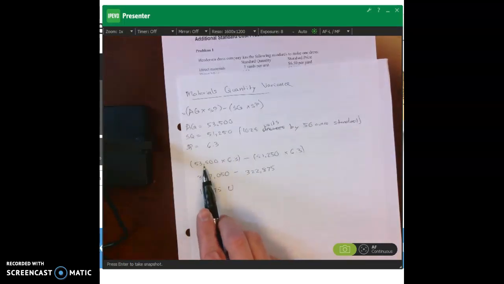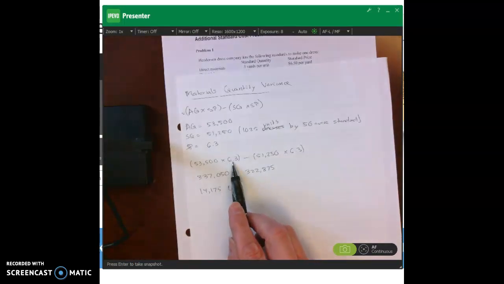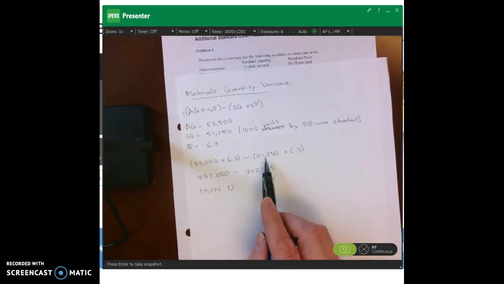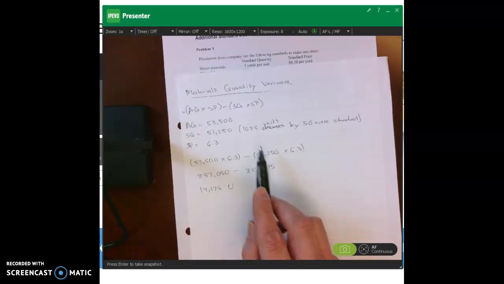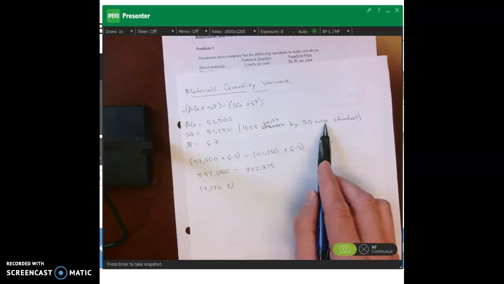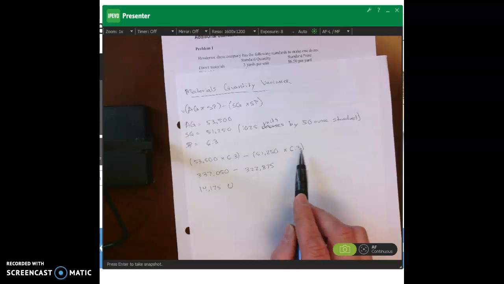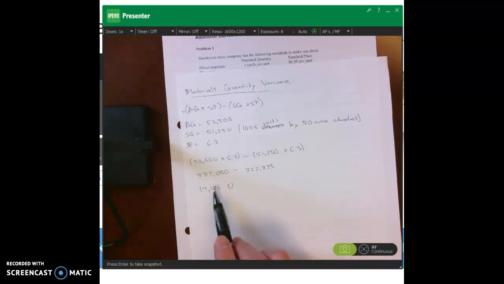Then what we do is we take our 53,500, which is how much we actually used, times $6.30, which is our standard price, minus our standard quantity, which we calculated by taking our 1,025 units times the 50 ounce standard, 51,250, times $6.30, which is our standard. We do the math and we get 14,175, and this is going to be unfavorable.